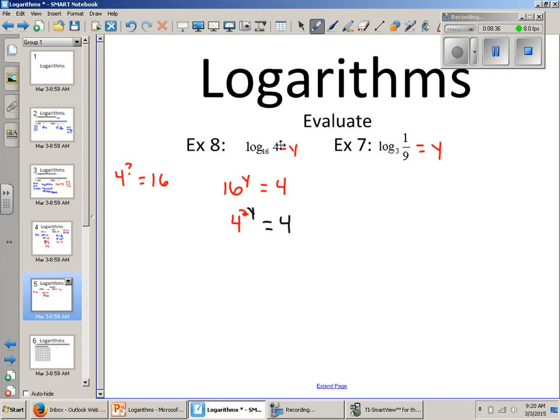I have the bases the same, so I'm going to set the exponents equal to y. Remember, there's no exponent here, so it's understood to be 1. And now I'm going to solve for y, and I get 1/2. Go back and check that. 16 to the 1/2 power, does it equal 4?